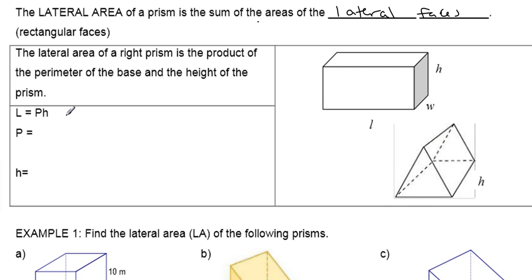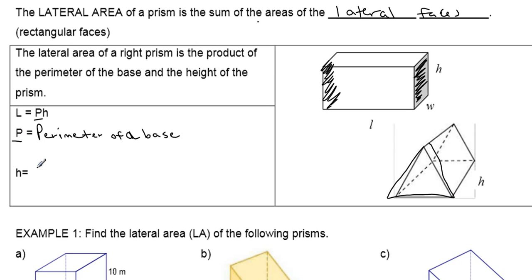To find the lateral area of a prism, the formula is big P times H, where the big P stands for the perimeter of the base. So if it's a rectangular prism, we would just use the side faces as our base. But if it's clearly a triangular prism, then we would find the perimeter of the triangle, which would stand for the big P. H is representing the height of the prism.